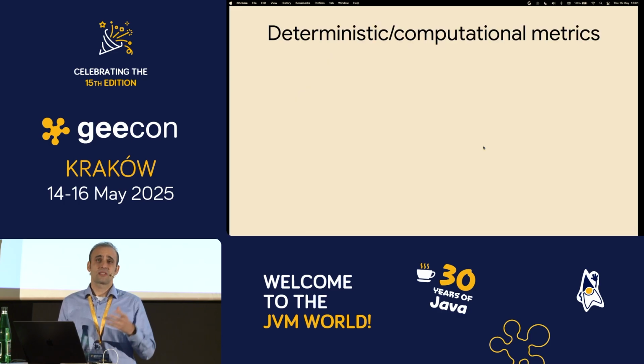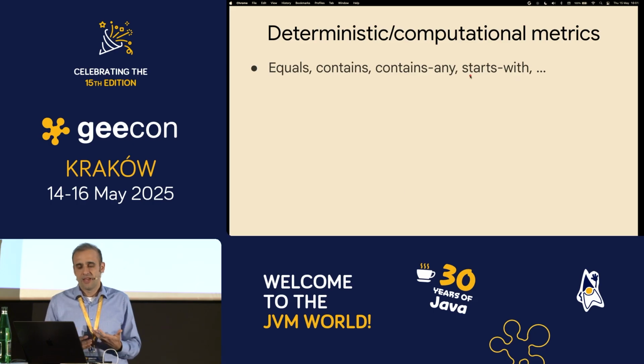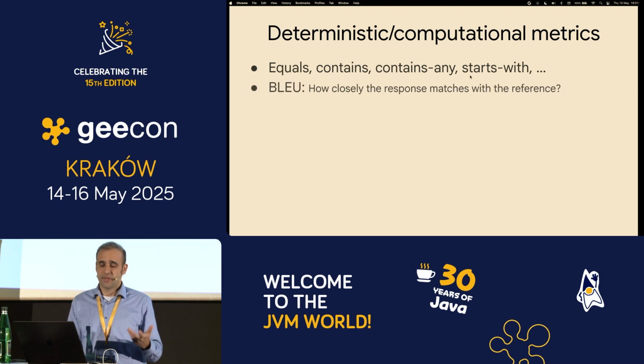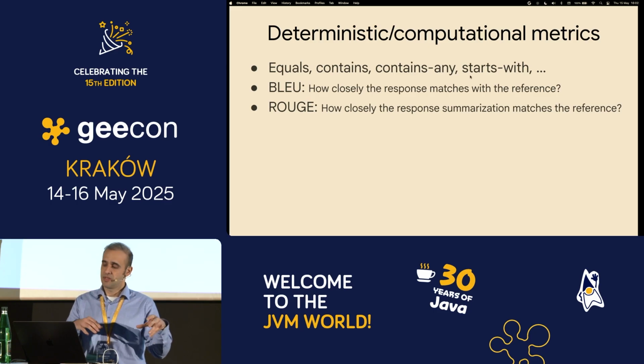Now, if you look at the deterministic metrics, also called computational metrics, they do the usual things like equals, contains, and starts with, so the usual string matching. You don't even need a framework for this. You can do string matching yourself if you want, but these frameworks support it, so you can start with that. But then there are metrics like BLEU, for example, that measure how closely a response matches a reference, and it gives you a score on that. There's ROUGE that does the same thing, but for summarization.